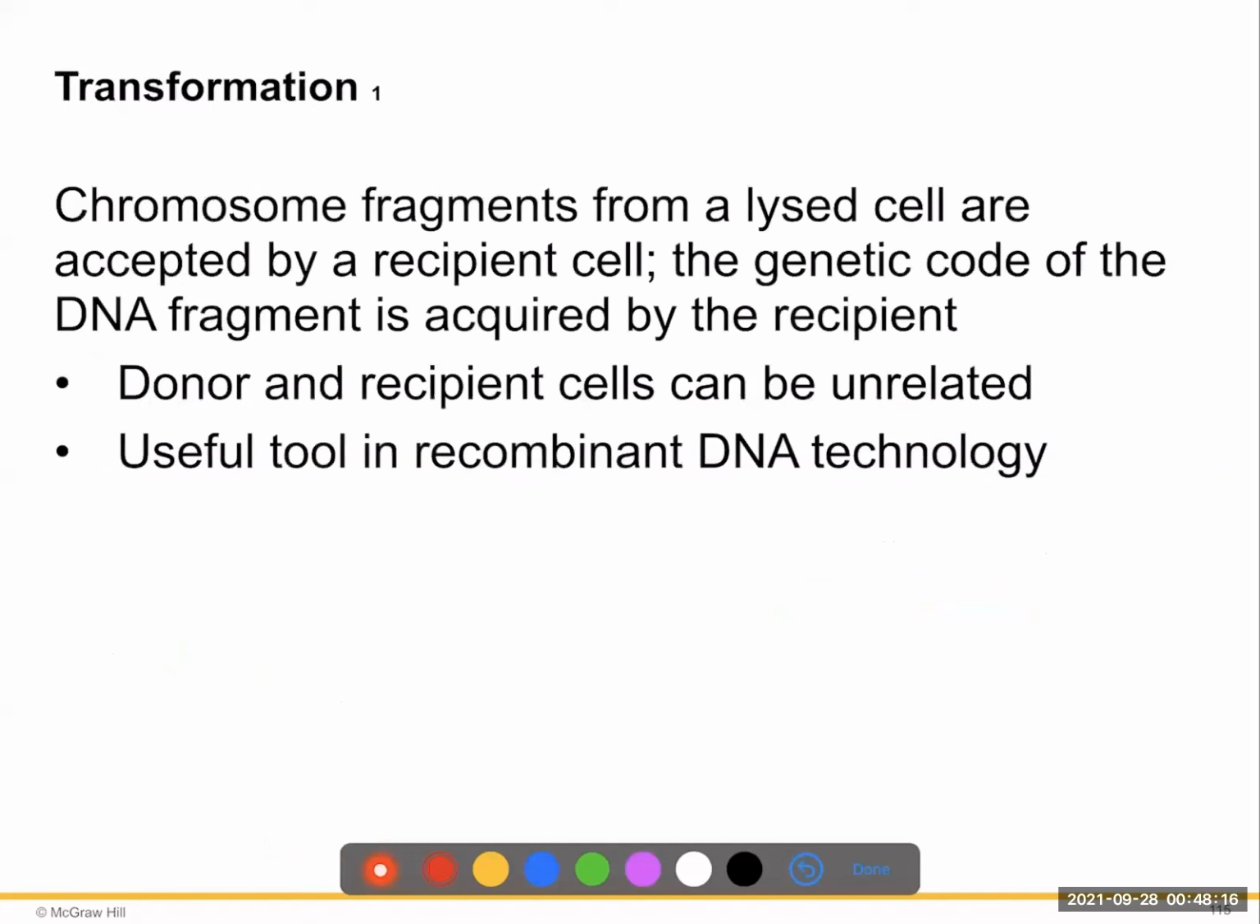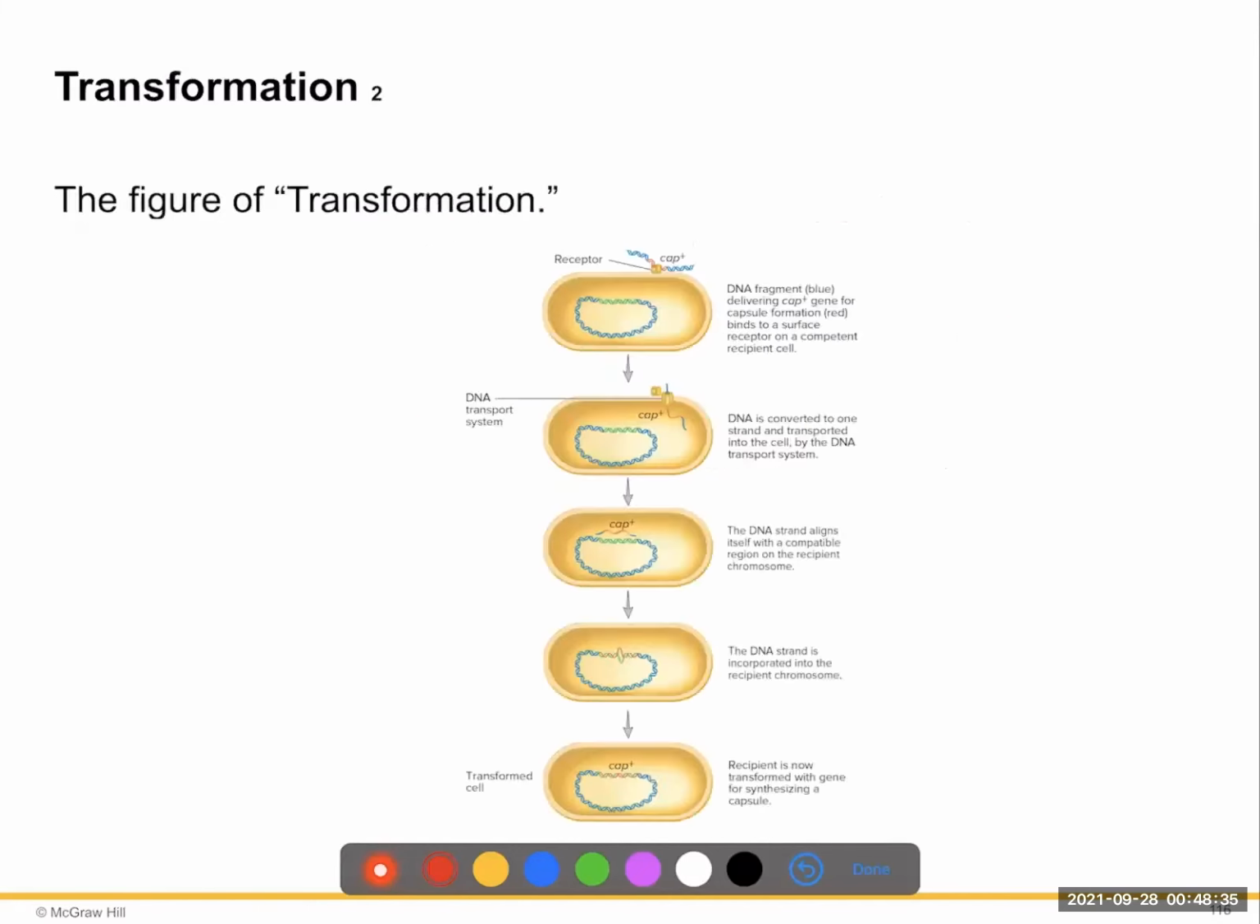Okay. Transformation. Chromosome fragments from a lysed cell are accepted by the recipient cell. The genetic code of the DNA fragment is acquired by the recipient. So donor and recipient cells can be unrelated to each other, and it's used in recombinant DNA technology. We break it up and it absorbs it from the environment outside itself.